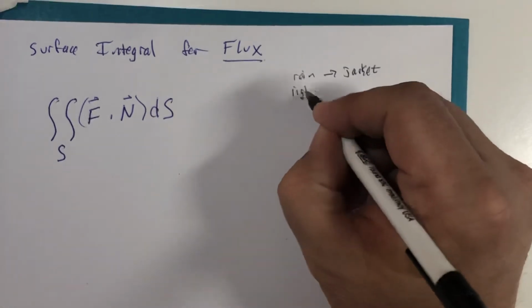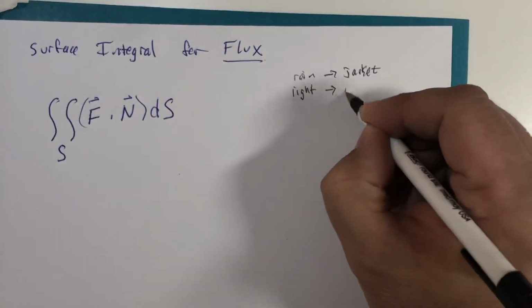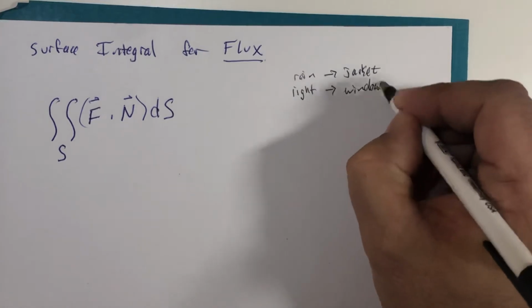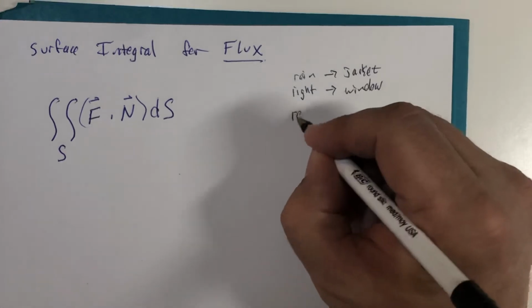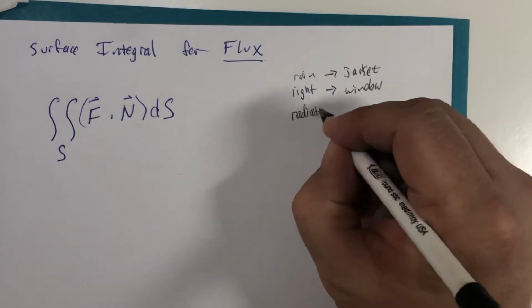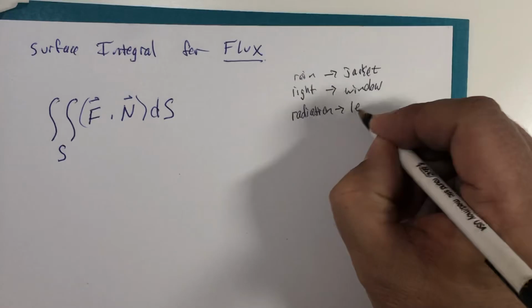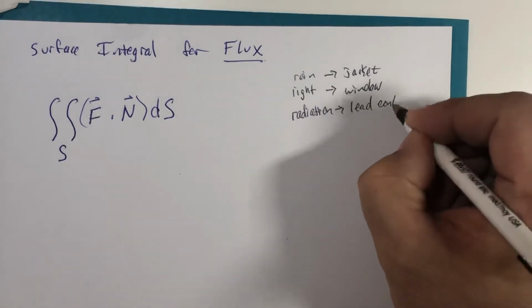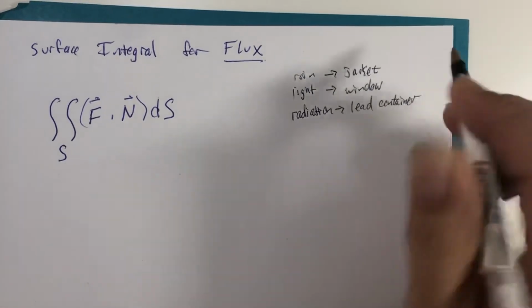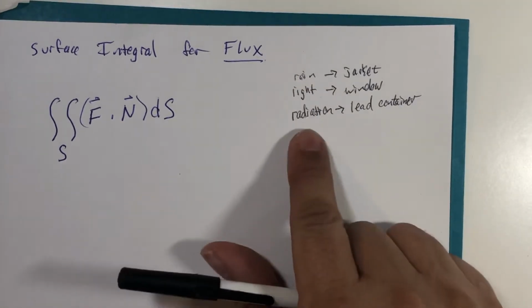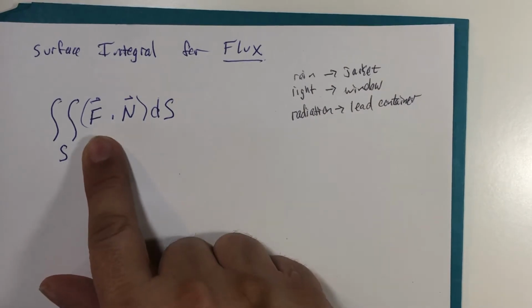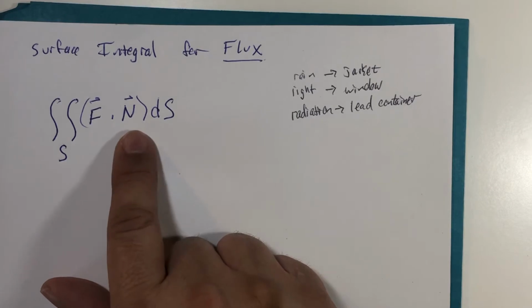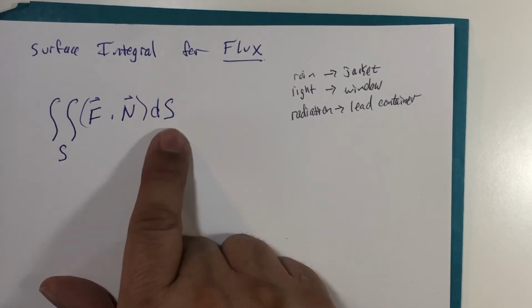Or you could look at it as maybe light passing through a window, or that superhero with the big S on his chest. How much of that radiation goes through a lead container? The rain, the light, the radiation, the wind through your jacket, those would be represented by a vector field in 3 dimensions. And then the n is the normal vector to your actual surface.